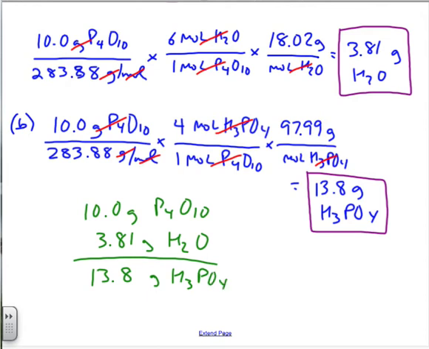Let's do part C now, which says, all right, if I want to end up with 100 grams of phosphoric acid, how many grams each of P4O10 and water do I need? Again, because I'm calculating the masses of 2 different reactants, I'm going to have 2 different equations. So I'll set these up as I did before in one step.